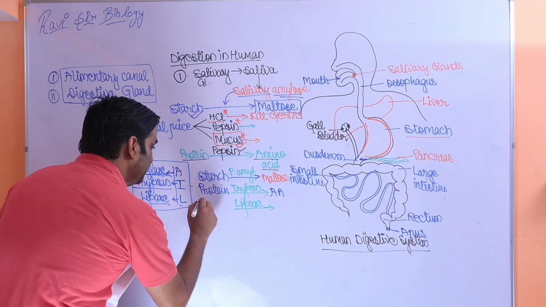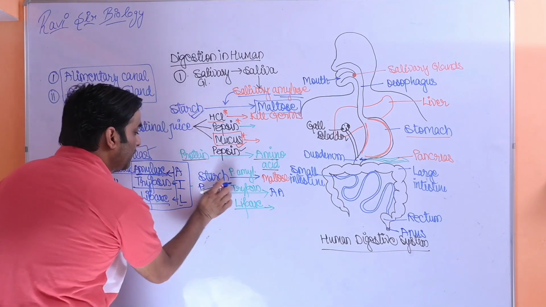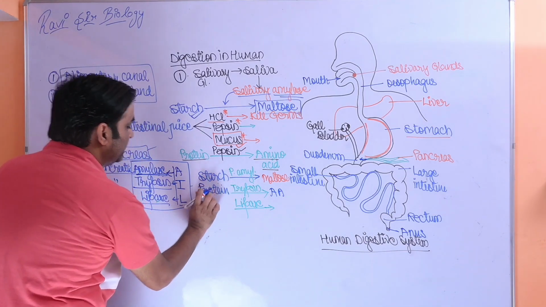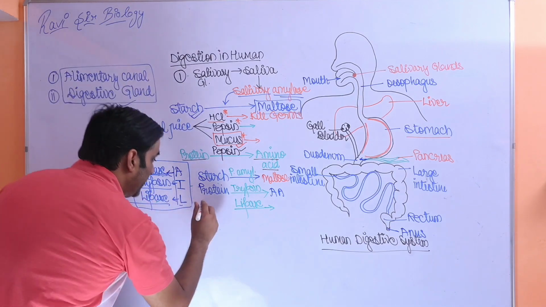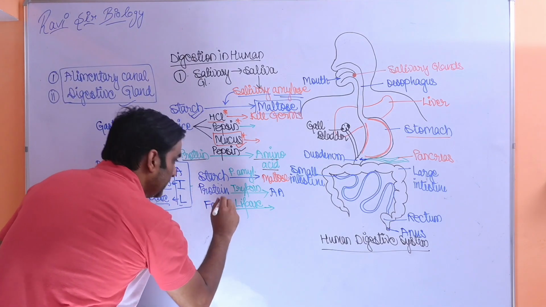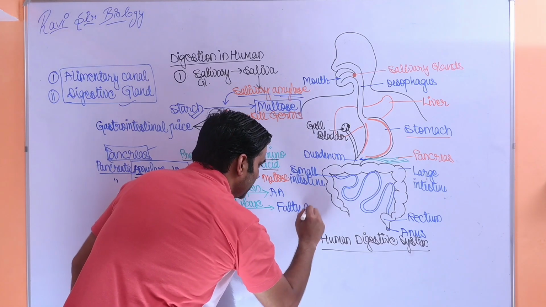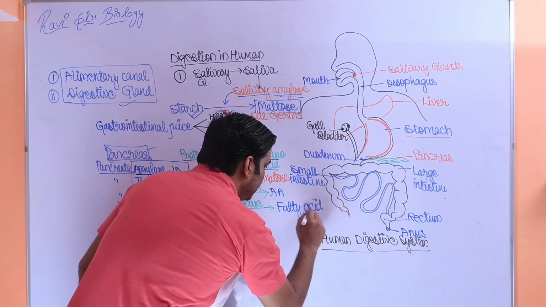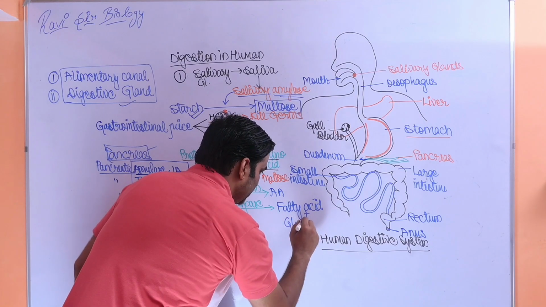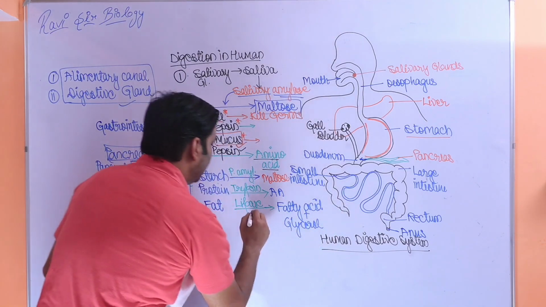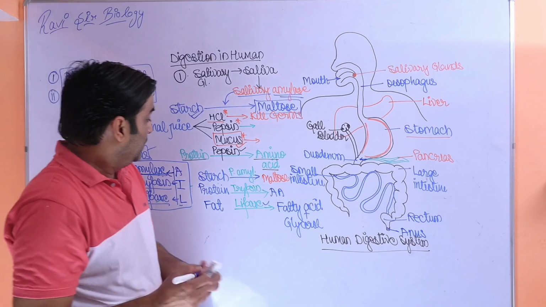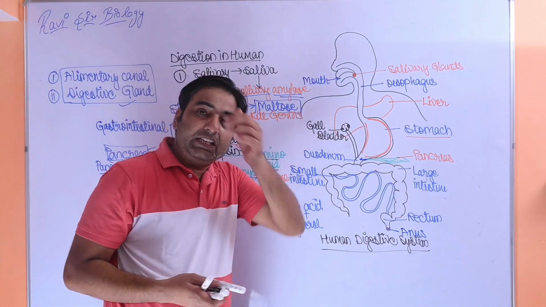So this will be lipase, and the breakdown of fat into fatty acid plus glycerol will be done by the lipase. So pancreatic juice secretes three enzymes.